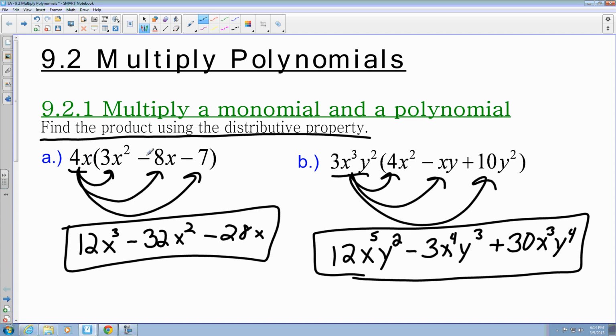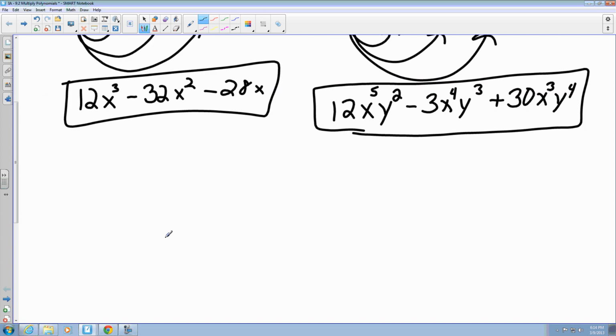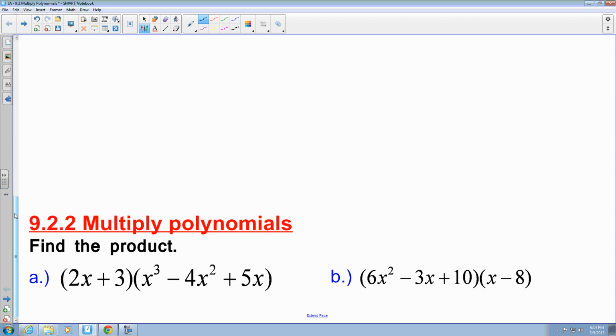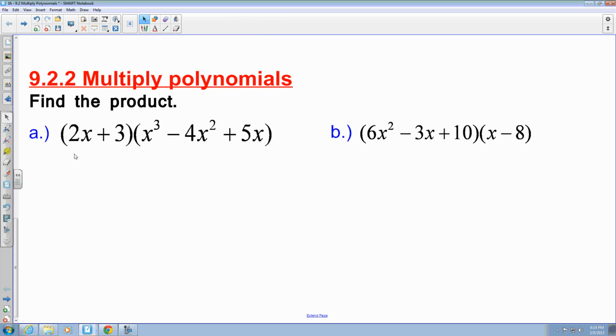So those ones were being able to take a monomial and multiply it by, in this particular case, trinomials. You can also do it with binomials as well. You do the same process. Here, for example A, I have a binomial multiplied by a trinomial. So when I'm dealing with this, I want you to take each one of these individually and multiply them using the distributive property.